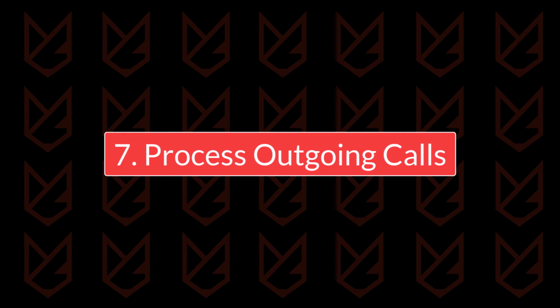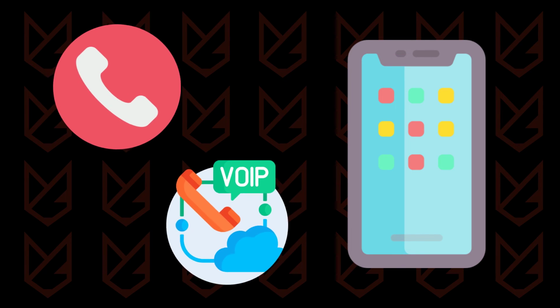Process outgoing calls. This one is straightforward. Once granted this permission, the app will get the ability to monitor the details of outgoing calls. You should give this permission only to genuine apps you use to make calls, such as VoIP apps.